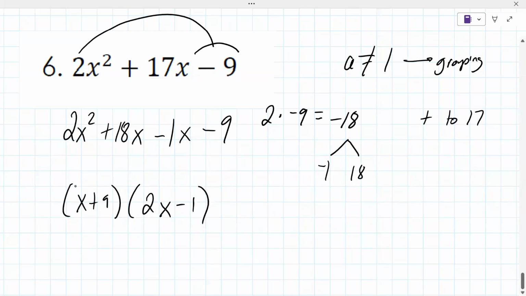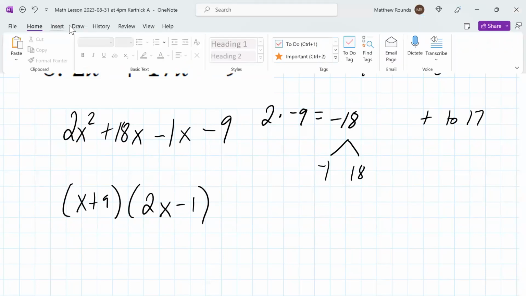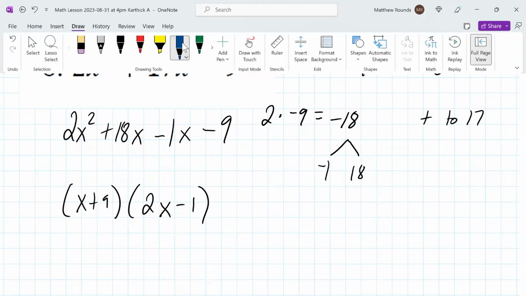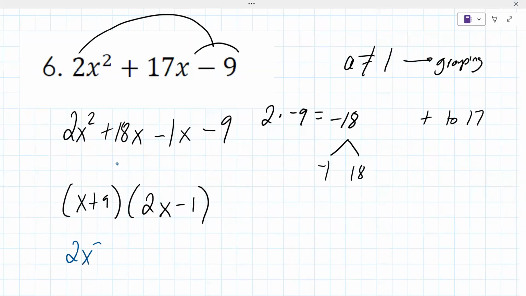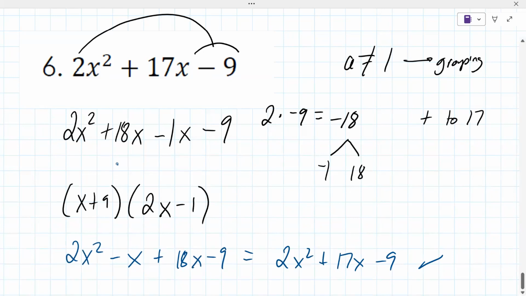Okay, we haven't talked about this yet, but here's how you would check it. Let's say you're on a test and you wonder if this is right. You would FOIL and you would hopefully get back to the original. And guess what? You do. Very good.